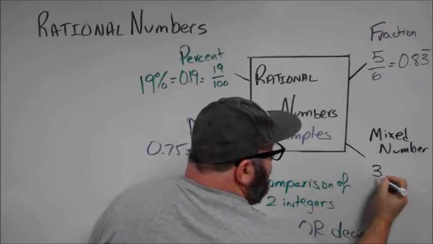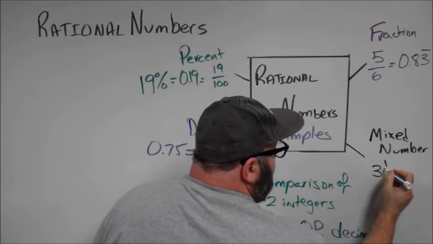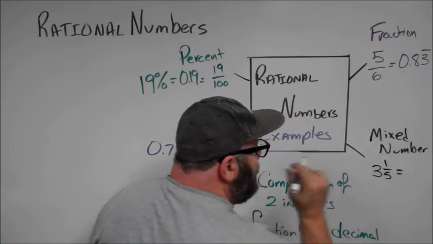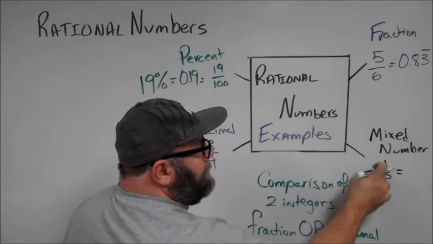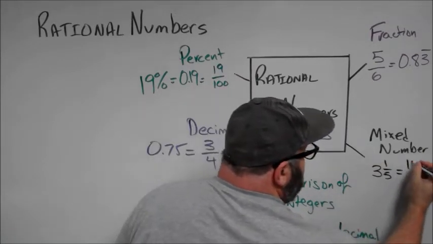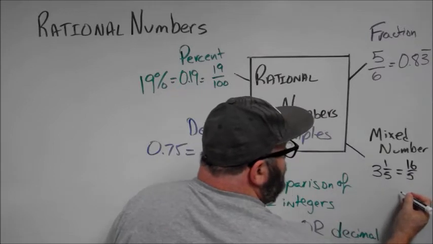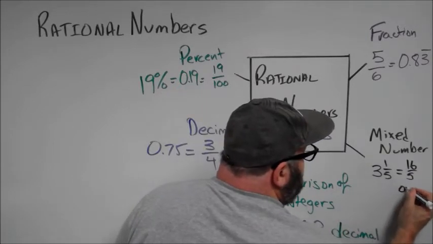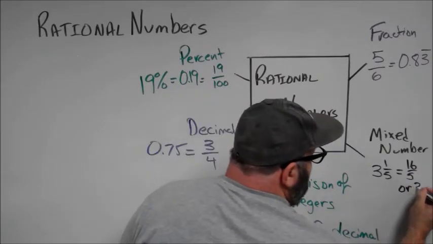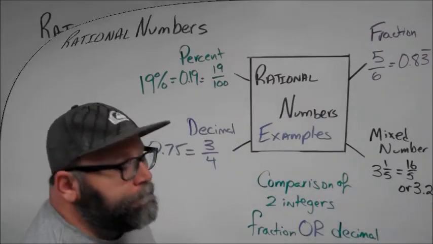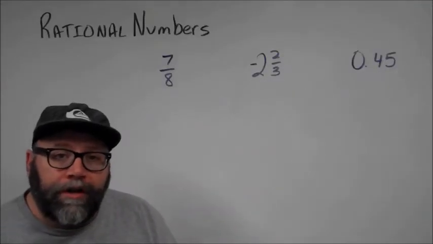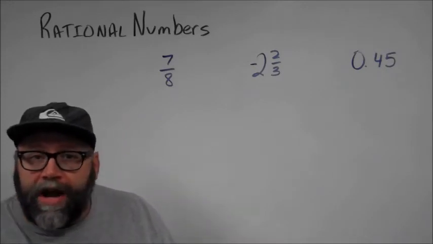So let's say 3 1/5 is the same as, let's see, 3 times 5 plus 1 is 16/5, which is the same as 3.2. All right, now let's look at converting decimals to fractions and fractions to decimals.